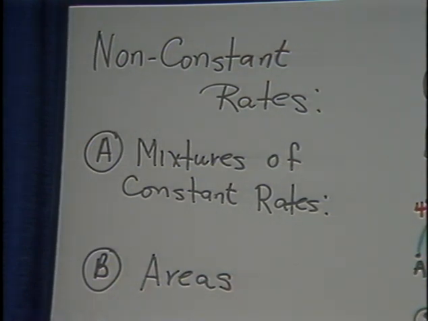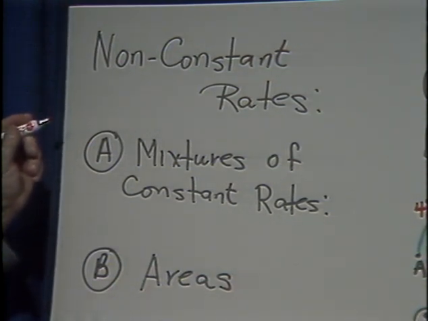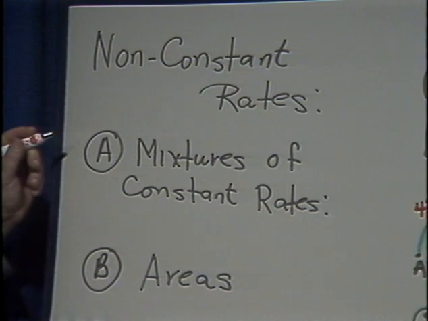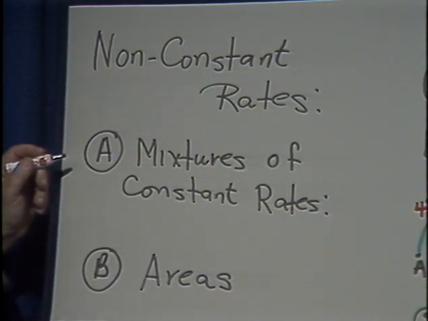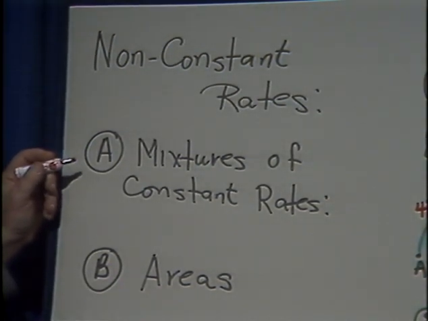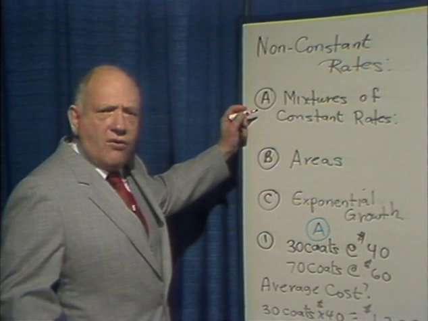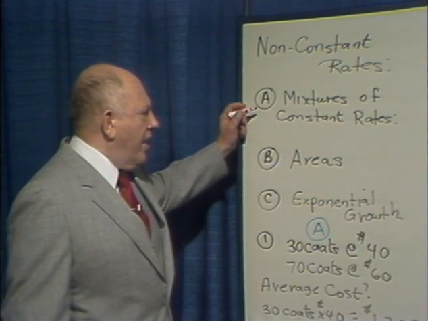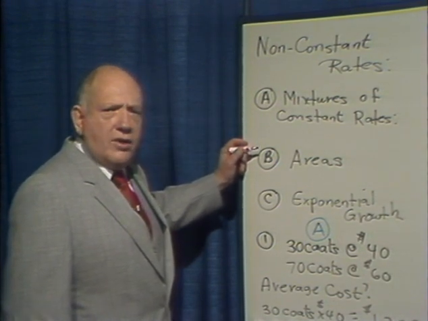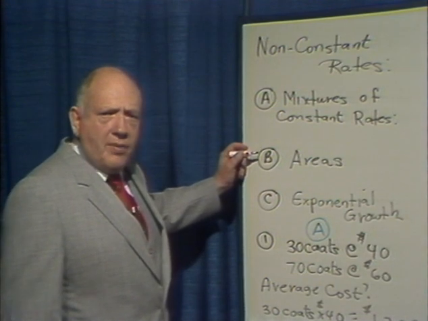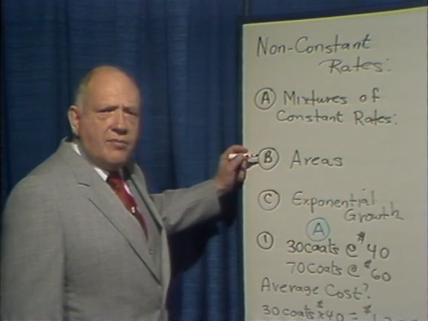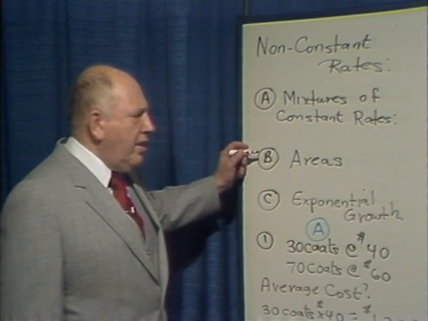What we're going to do is look at three special types of non-constant rates that come up quite a bit. The first, and perhaps the simplest, is when you have a mixture of constant rates. In other words, you have constant rates, but there's more than one of them in the problem, so the overall effect is that of a non-constant rate. The second one deals with a topic that we haven't talked about yet in this course, and that's measuring the amount of space in a region, which we'll call areas.